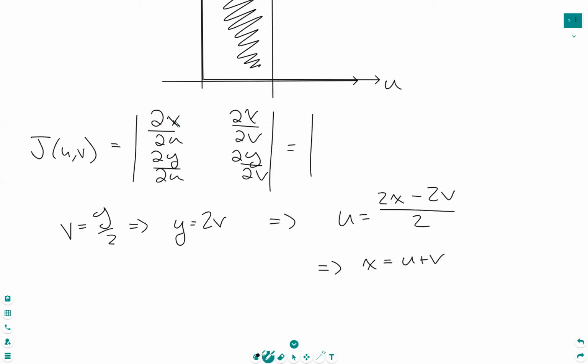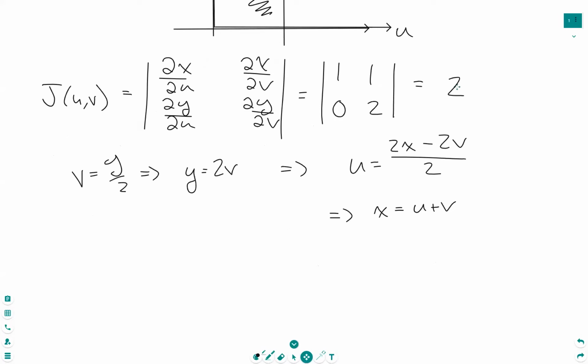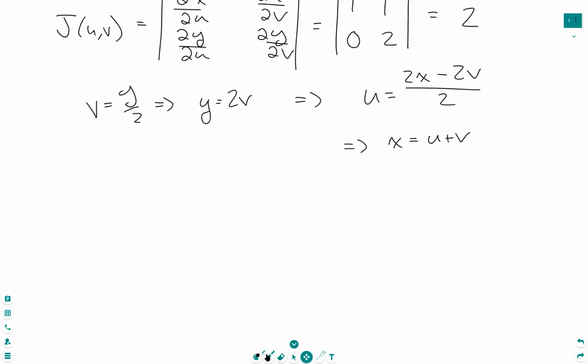When we do partial x, partial u, this just gives us 1. Then partial x, partial v gives us 1. Then partial y, partial u gives us 0. And then partial y, partial v is 2. So we can take this determinant and we get just 2. We take the absolute value of that for our integral. So that's just going to end up being 2.